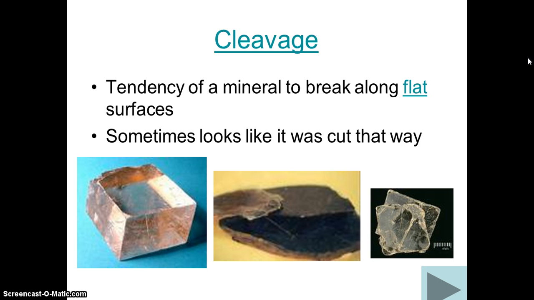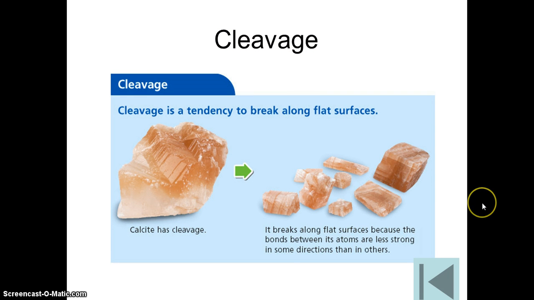Cleavage, now that kind of makes people giggle sometimes, but cleavage is the tendency of a mineral to break along flat surfaces. And sometimes it almost even looks like it was cut that way, even though it wasn't cut. Okay, so if you need to stop the video to write that down, go ahead and do so. That's why it's a video. But let's look at cleavage. Here's an example. This mineral looks like it was almost cut in these flat planes, but it wasn't. It breaks along flat surfaces because the bonds are less strong in some directions than others.